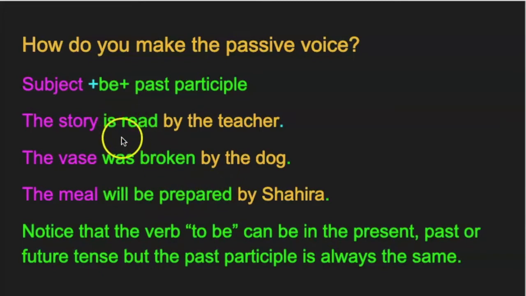Now notice that is, was, and will be, it doesn't matter which tense you use for the verb to be. The past participle is always the same. Read. You could say the story was read or the story will be read, but read stays the same. Same here. The vase is broken, was broken, will be broken. The meal is prepared, was prepared, will be prepared. Okay? So it doesn't matter what the form of to be is, the past participle is always going to be the same.